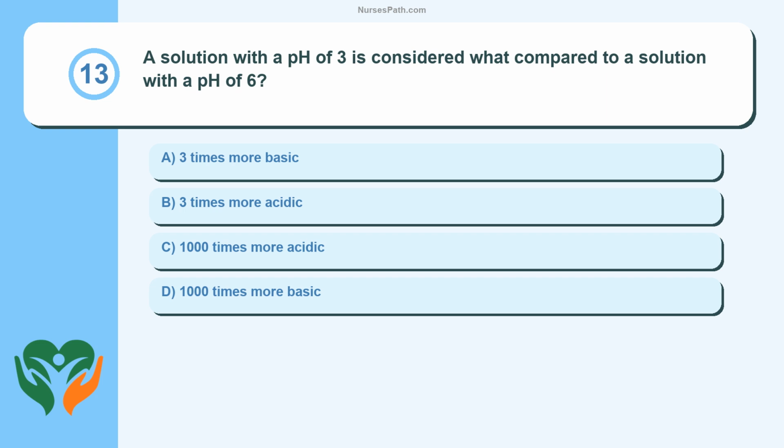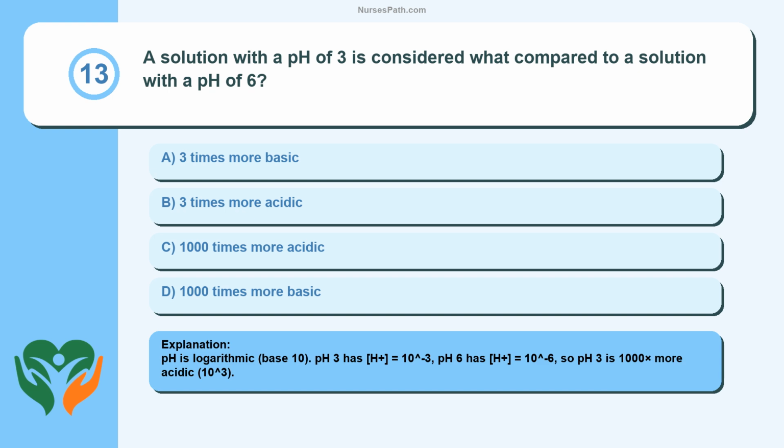Question 13. A solution with a pH of 3 is considered what compared to a solution with a pH of 6? 3 times more basic. 3 times more acidic. 1,000 times more acidic. 1,000 times more basic. pH is logarithmic, base 10. pH 3 has H+ equals 10 to the power of negative 3, pH 6 has H+ equals 10 to the power of negative 6, so pH 3 is 1,000 times more acidic, 10 cubed.